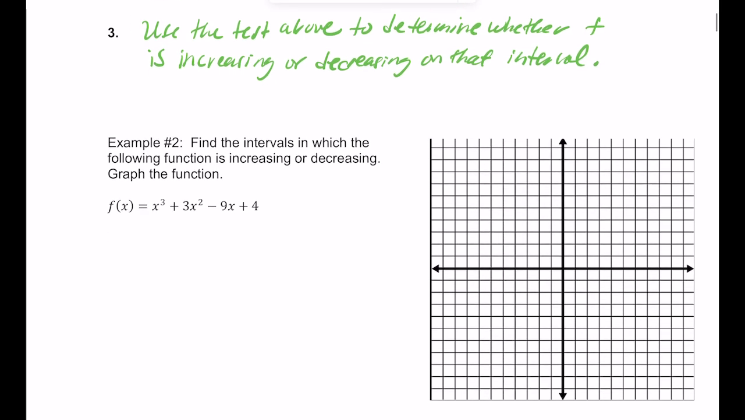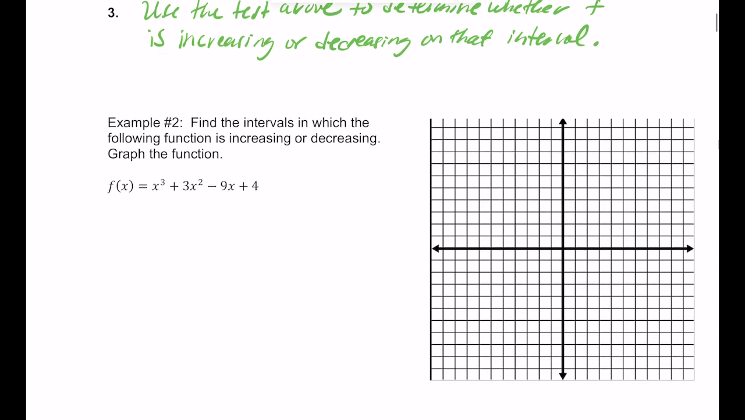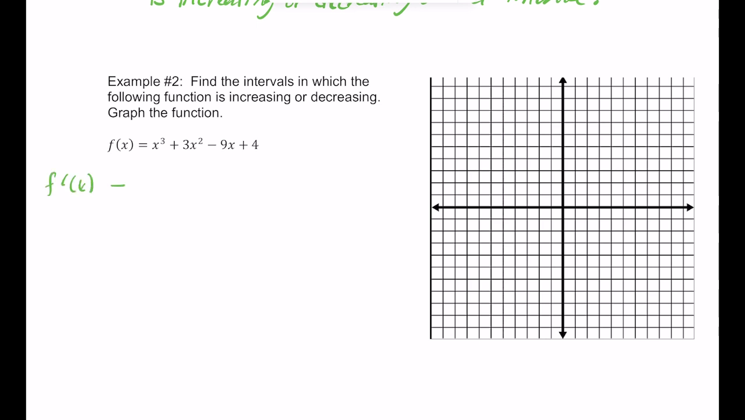Let's take a look at an example. Find the intervals in which the following function is increasing or decreasing and graph the function. So one of the first things I need to do is find the derivative. And we know the derivative of x cubed plus 3x squared minus 9x plus 4 using the power rule is just going to be 3x squared plus 6x minus 9. Okay, so now what I want to do is determine where f prime of x is either equal to 0 or where it's undefined. So I'm going to take my derivative and set it equal to 0.